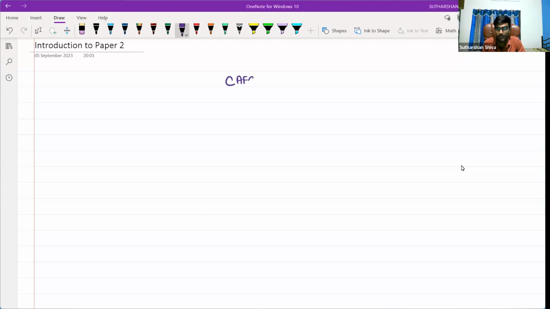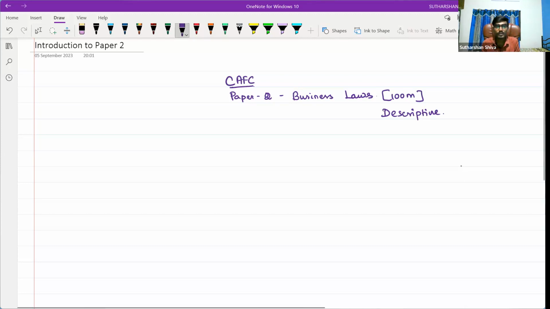In CA Foundation, we have Paper number 2. This paper number 2 is called Business Law. In this Business Law, you are going to write the exam for 100 marks. This 100 marks is completely descriptive. It is a descriptive-based examination.